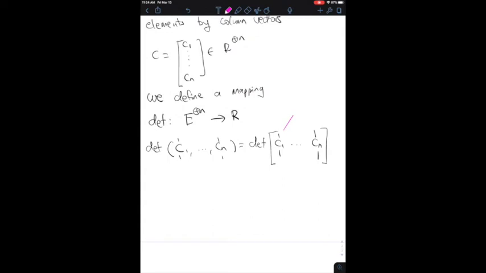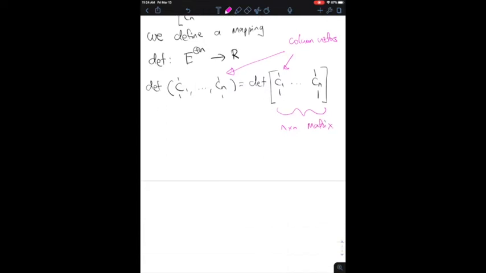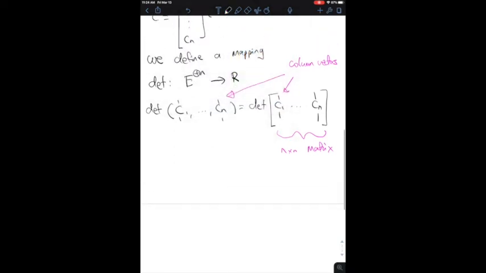Okay, so we're viewing these as column vectors. And then determinant takes as input n column vectors and gives out some scalar that you get by taking the determinant of the n by n matrix with columns given by the input column vectors. All right, so let's prove that this function actually gives you a multilinear alternating map.